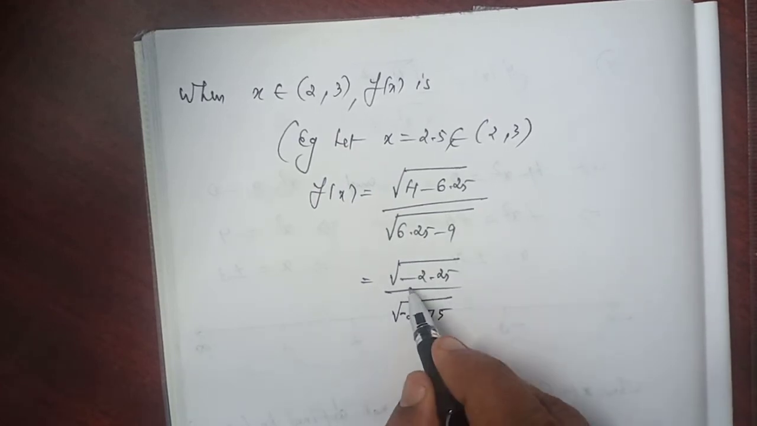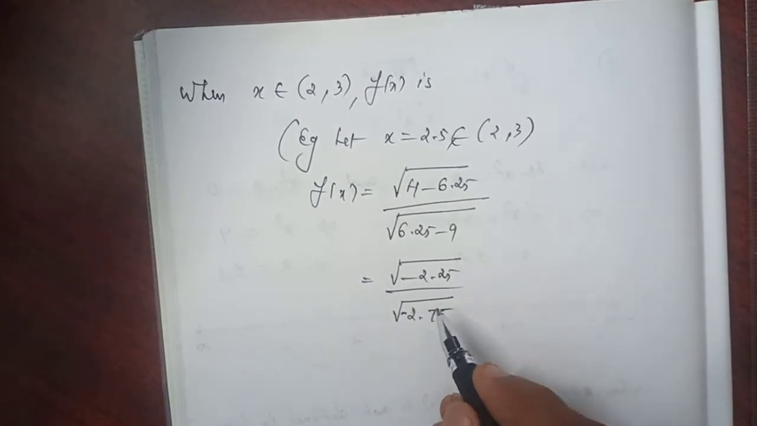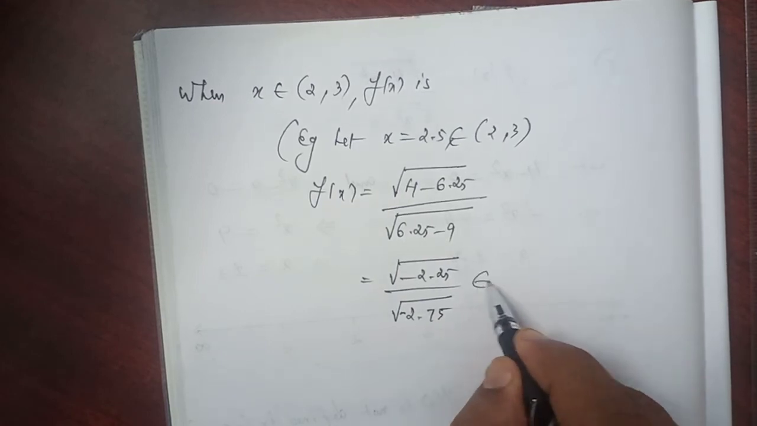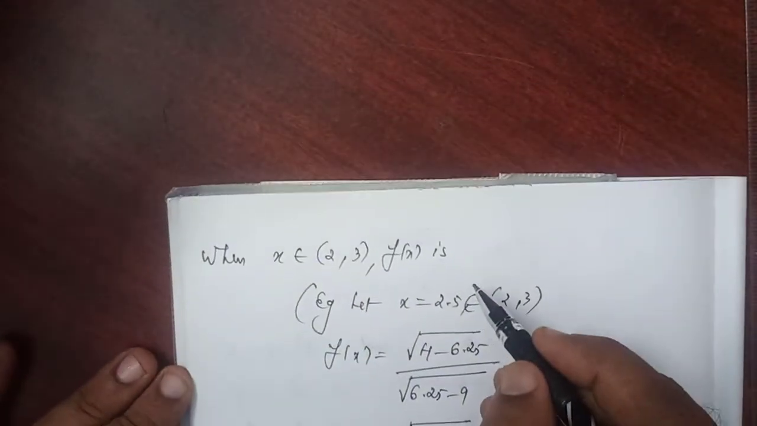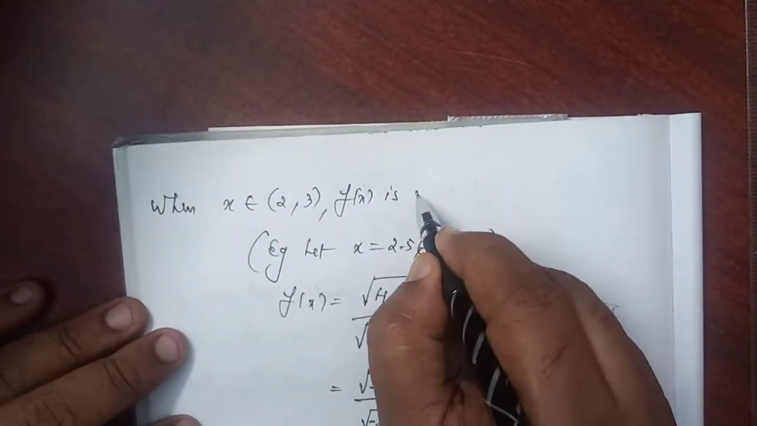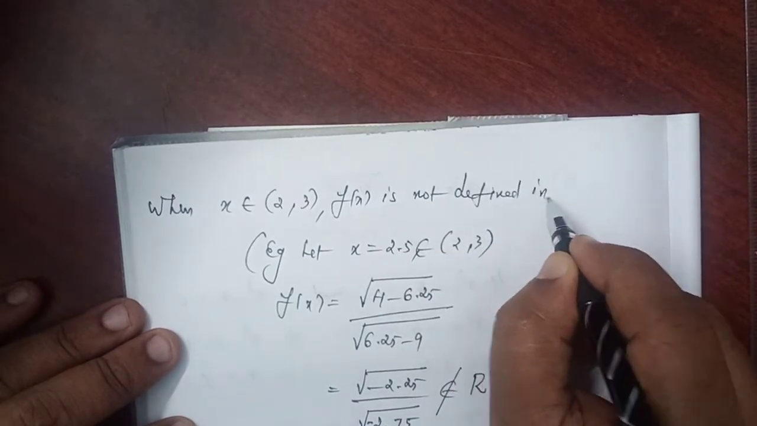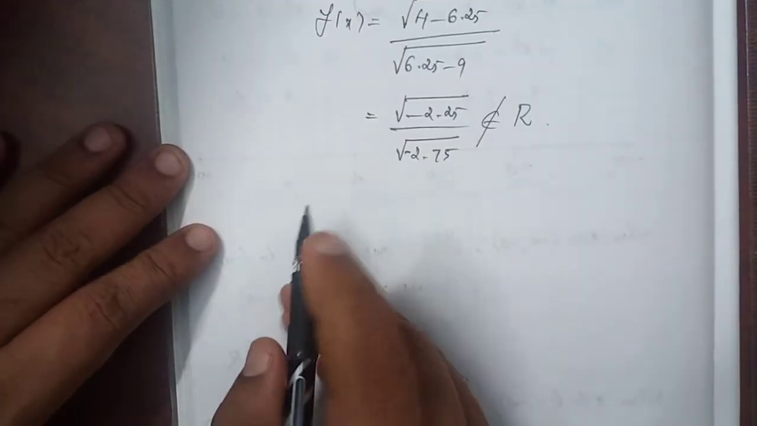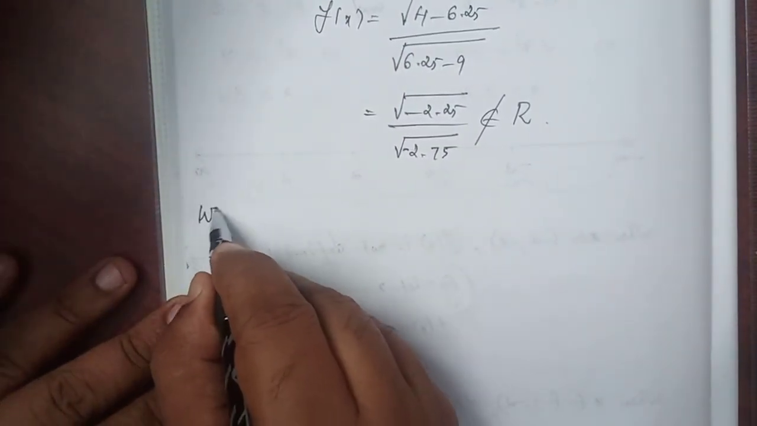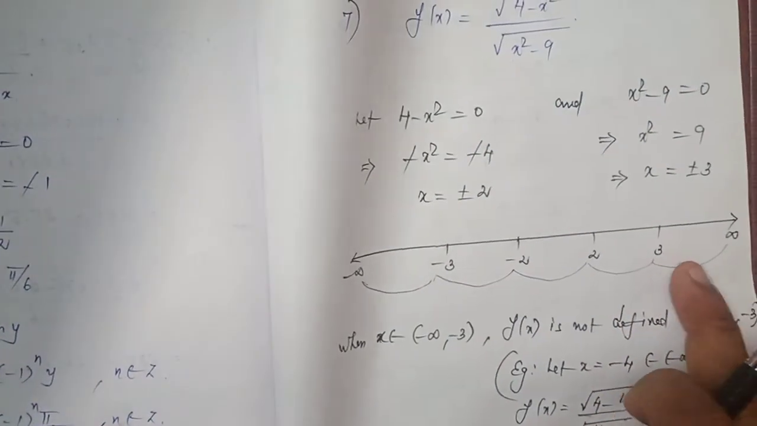So once again look at the sign inside the square root, negative. Whenever a negative comes, that is not a real number, it is an imaginary number, so it doesn't belong to the real numbers. Therefore, f of x is not defined in the interval 2 comma 3. So one more interval, the last interval, 3 comma infinity.